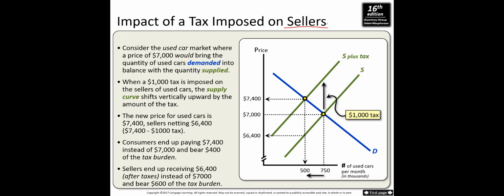But let's see what sellers do when there is a tax imposed on used cars. Consider the used car market where a price of $7,000 would bring the quantity of used cars demanded into balance with the quantity supplied. So without tax, we are here. 750K cars are sold at a price of $7,000 on average. When a $1,000 tax is imposed on the sellers of used cars, the supply of used cars is going to shift upward, or to the left, as much as the tax. So the supply shifts $1,000. The new price for used cars is going to be here, at the intersection of the demand curve and the supply curve, which is $7,400.